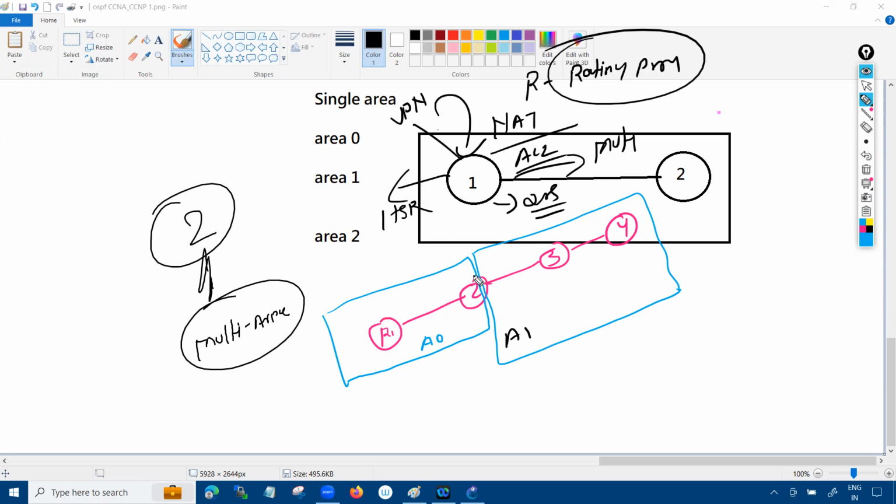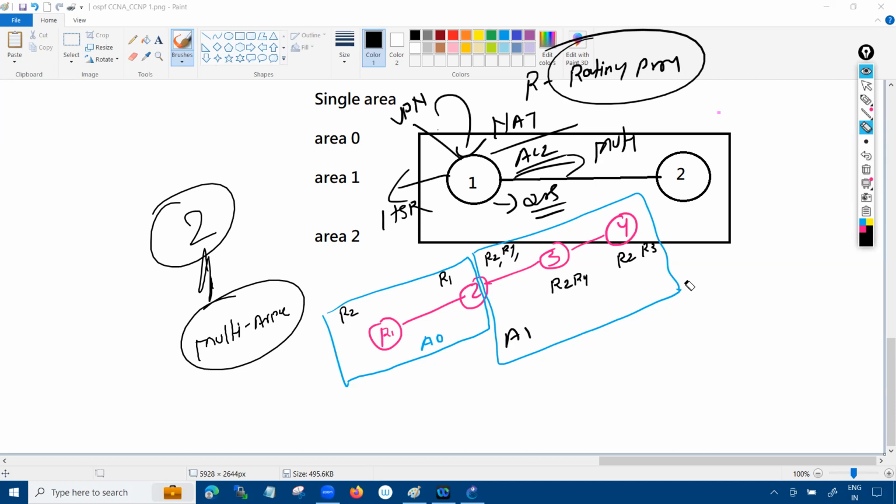Previously, each router had to maintain the detailed information. Now router 1 is only going to maintain the detailed information of router number 2. Router number 2 is only going to maintain the detailed information of router number 1 for this area. Again, router 2 is going to maintain the detailed information of router 3 and router 4. Router 3 is only going to maintain the detailed information of router number 2 and router 4. Router 4 is only going to maintain the detailed information of router 2 and router 3. Right? So this benefit you get with the help of the multi-area concept.